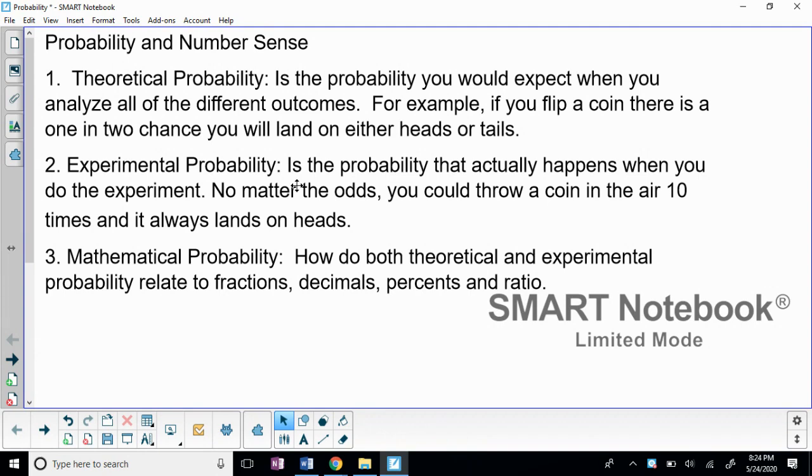So no matter the odds, I could throw a coin in the air 10 times and it always lands on heads. It's not likely, but it could happen. Sometimes things happen that defy the odds. And lastly, mathematical probability. So how does our study of both theoretical and experimental probability relate to fractions, decimals, percents, and ratio? So today we're going to take an introductory look at these two concepts, theoretical probability and experimental probability.